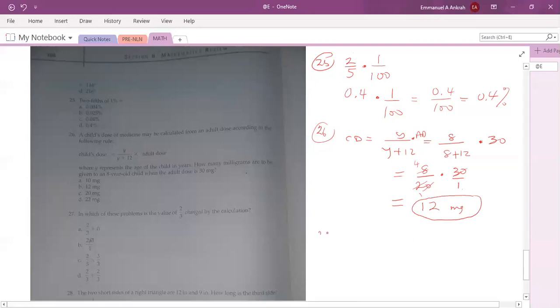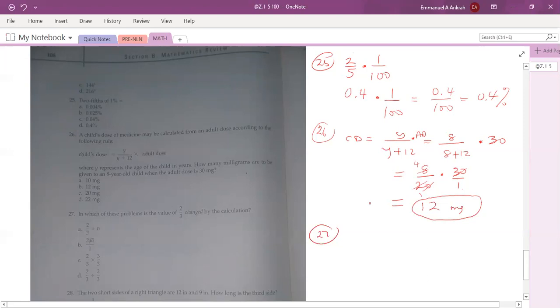Then number 27. Which of the following changes the value of 2 over 3? So if you look at A, 2 over 3 plus 0 is the same thing, it doesn't change. Same 2 over 3. Then the other one is 2/3 divided by 1. If you divide any number by 1, the number doesn't change. And then for C, you have 2/3 times 3/3. 3/3 is the same as 1.